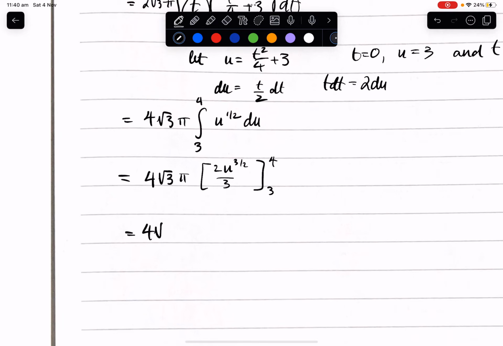That's 4 root 3 pi. So 4, you can square root the 4 first. That will give you 2, and that's 8, so that's 16 on 3. Minus, the square root of 3 cubed is 3 root 3, so that's 6 root 3 on 3, or 2 root 3.